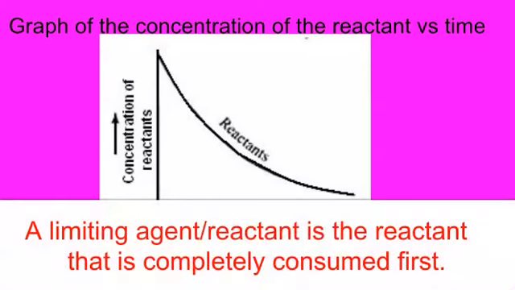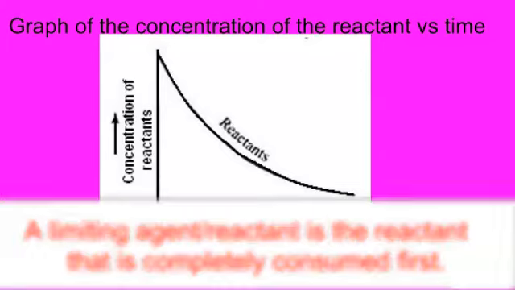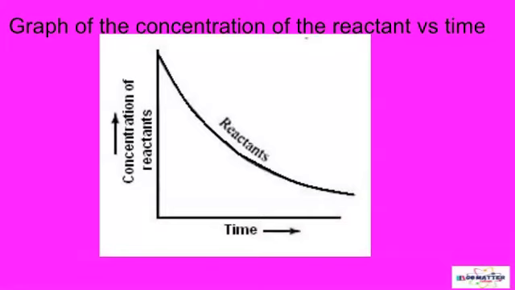A limiting agent or a limiting reactant is the reactant that is completely consumed first. It indicates how much product can be formed because the reaction cannot continue once the limiting reactant is finished.